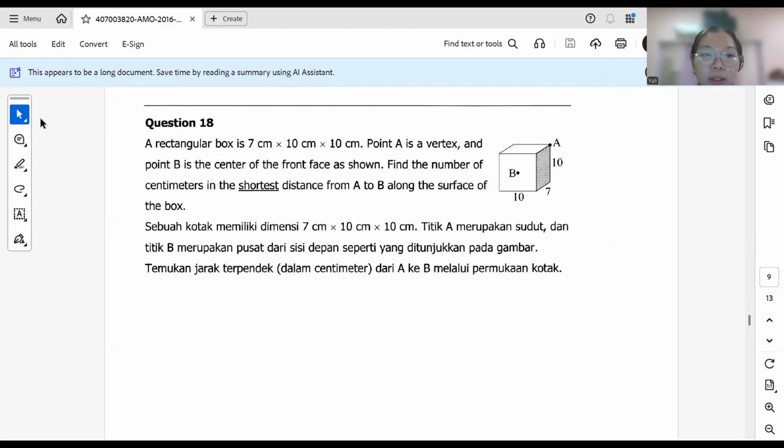Okay, for this one, a rectangular box is final shortest distance. For this, you have to flatten the faces, the front and the side. So imagine I flap this part to the front. I flap this and then move it to the front. And then you will get something like this.